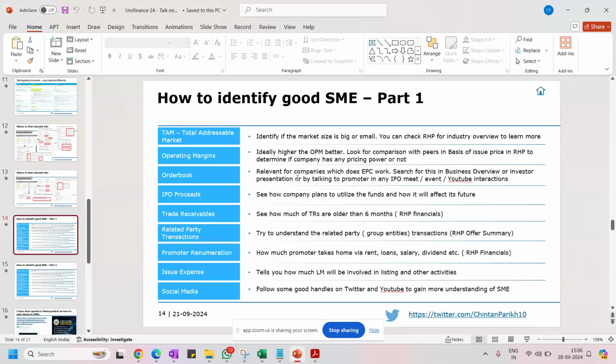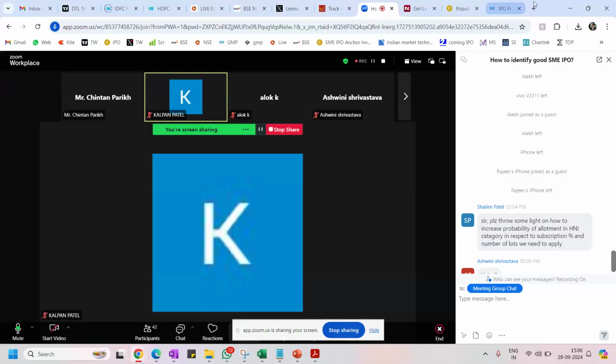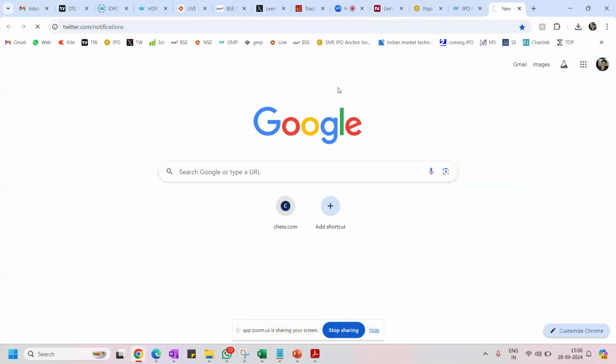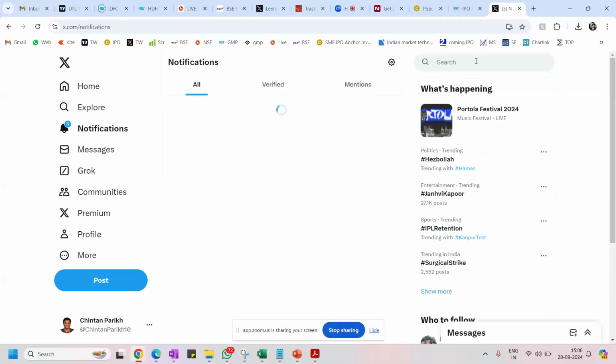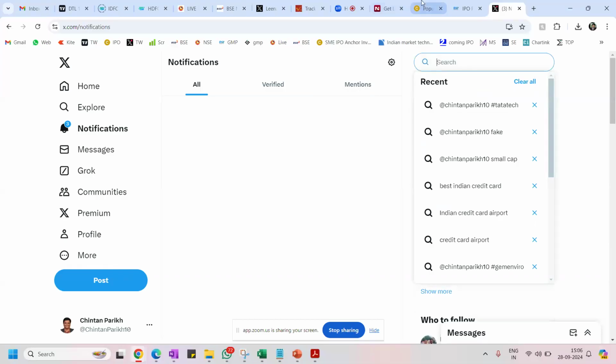Okay, so moving on to the issue expense. Now is the social media. There is certainly some information you can get from Twitter. Just go and search for a particular IPO which is coming in. There are people who really do very good work, and it's available. So you search any of the upcoming new IPOs.